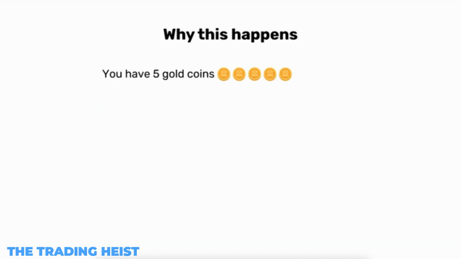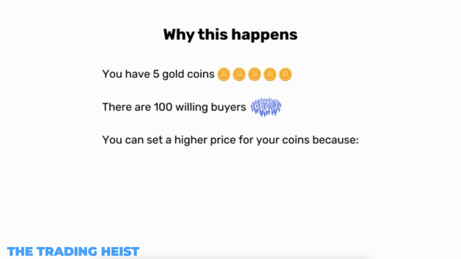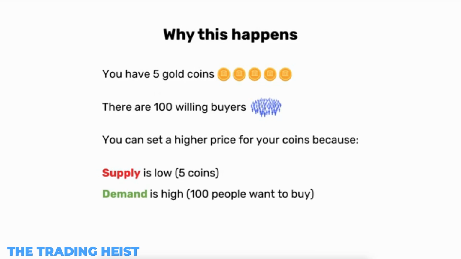Let's say you have 5 gold coins and there are 100 willing buyers who want your gold coins. This is a situation where you could set a high price for your coins because you know they're going to sell regardless of how much you want to charge. Why is this? Well, this is simply because supply is low. There are only 5 gold coins available and demand is high. There are 100 people who want to buy these gold coins. They are a scarce asset. The demand is high. Therefore, you can say, I want more for these coins, and someone there is likely willing to pay. So that instance where supply is low and demand is high creates price increases, where price goes up.